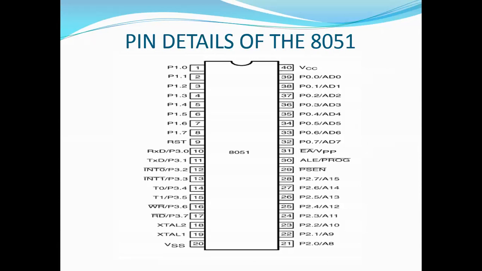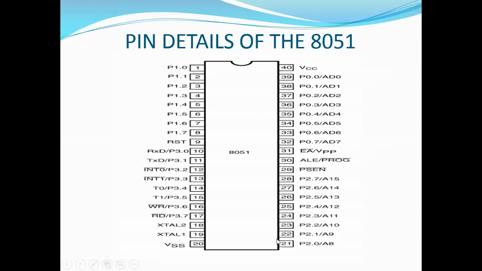How will we remember first write or first read? How will we write and read something? First we write, then read. Okay, so the first pin is write, the second pin is read. Like that, we can remember all the alternate functions also. That is the RTI Act first: receiver, transmitter, interrupts. Here two interrupts, INT 0, INT 1, first 0, then 1. And then timer 0, timer 1. Then write, read. These are the functions of these 8051 IC pins.